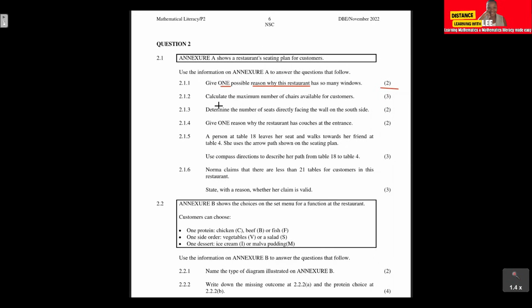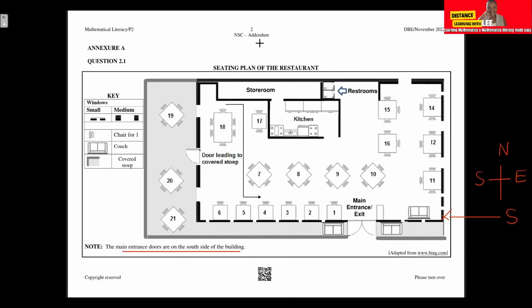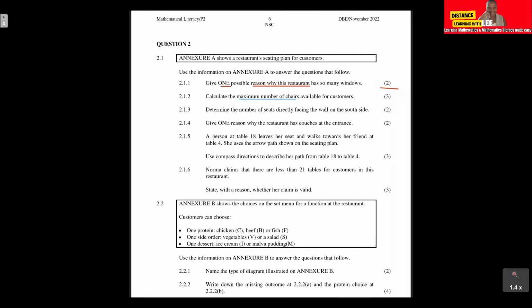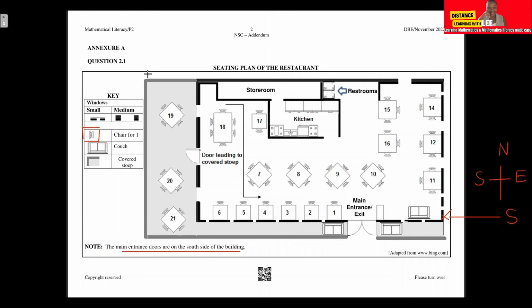Question 2.1.2, it says, calculate the maximum number of chairs available for customers. So we just need to calculate or even count the maximum number of chairs that are available for customers. Here, guys, you need to be careful. You must not count the couches. They said chairs. So you need to have a look at all the places where we've got a key that looks like that, where we've got those chairs, and count how many chairs we have in this restaurant, and add them all up to get the maximum number of chairs that are available in this restaurant for their customers.